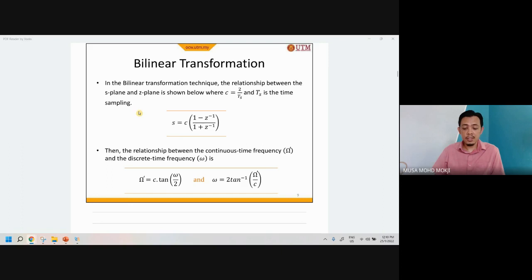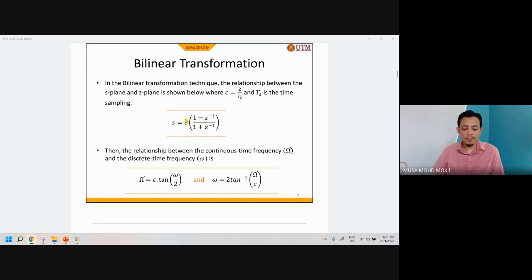In converting that, this is the equation for converting from analog to digital filter. We have this parameter C. S represents the S plane, which is coming from the Laplace transform we did last time. Then we convert it into the Z plane, and the Z plane is from the Z transform.